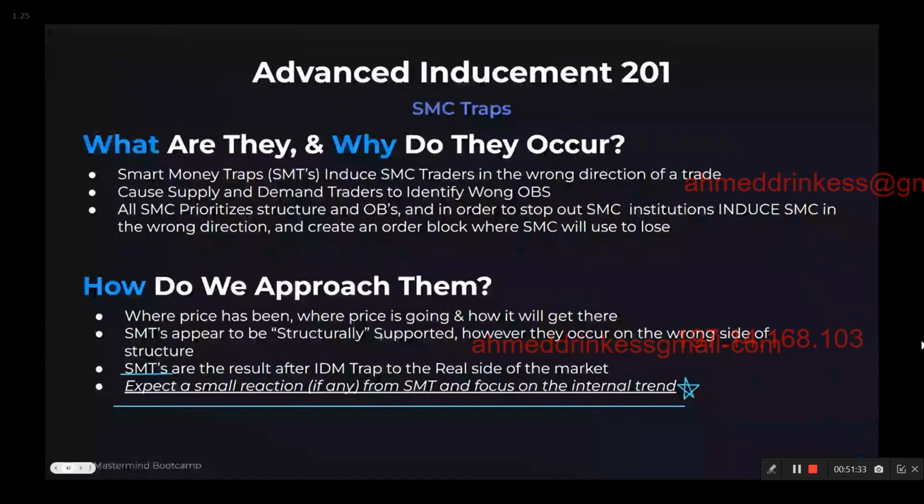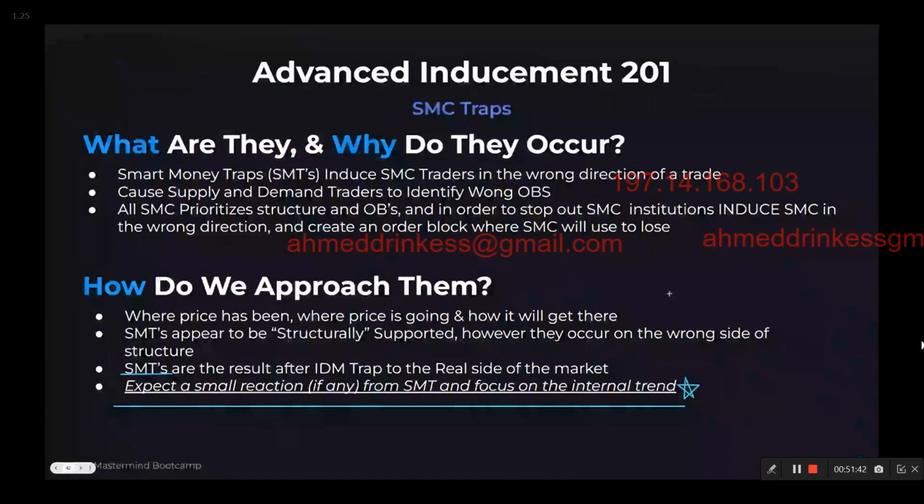Traders who ping pong, they ping pong based off of SMCs. They're willing to put their money on a smart money trap in ping pong, not knowing if it's going to hold or if it's going to lose.